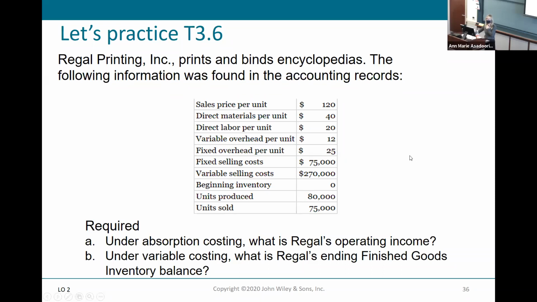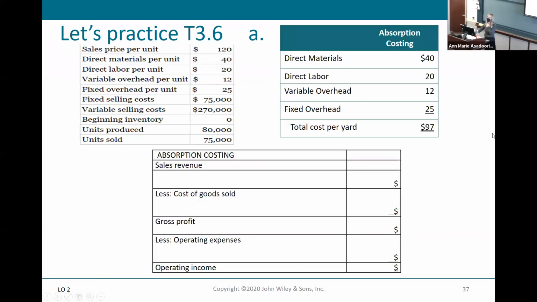Okay, so that could be a possible question that I could ask you, but that's not what I'm asking you here. First of all, I'm saying under absorption costing, what is the net operating income? So again, you should say absorption costing, traditional format. And I need to know the value of my inventory. Materials, labor, variable, and fixed. I know that it is $97. And then I can go ahead and do my income statement.